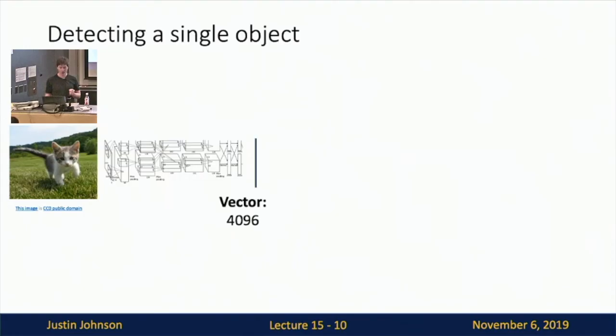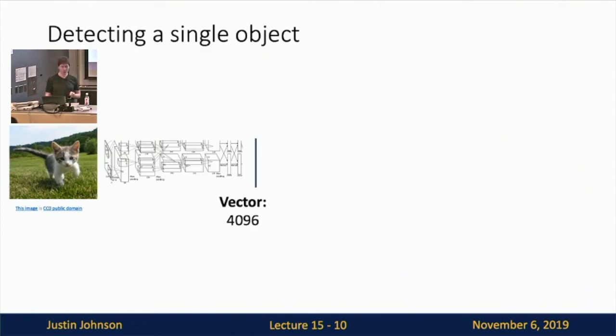Okay, so with all that in mind, let's consider a simpler problem. Let's forget for a second about this problem of producing a set of outputs, and think about how we might approach this problem if we just wanted to detect a single object in the image. It turns out that detecting a single object, we can actually do with a relatively straightforward architecture.